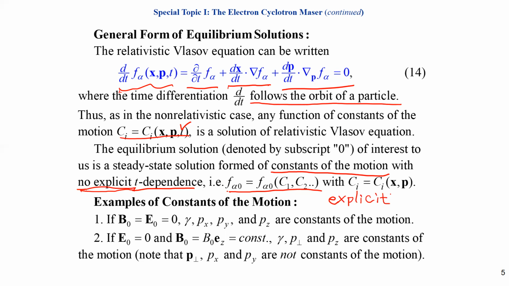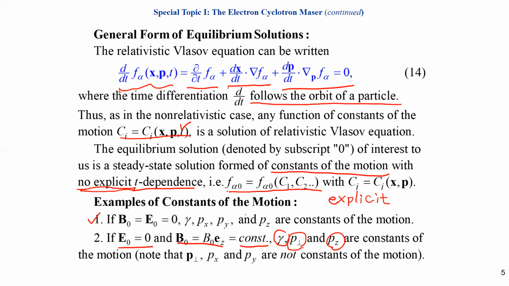Examples of constants of motion. Here are some examples. One, B equals 0, E equals 0. So no acceleration, no cyclotron motion. Gamma, Px, Py, Pz are constants of motion. That's for sure. And another one, E equals 0, B0 equals a certain constant value. Then we can separate into no acceleration, so gamma will be a constant. P perpendicular and Pz are all constants of motion.